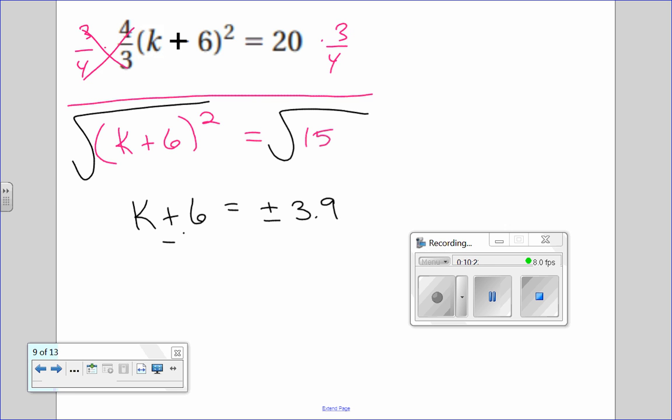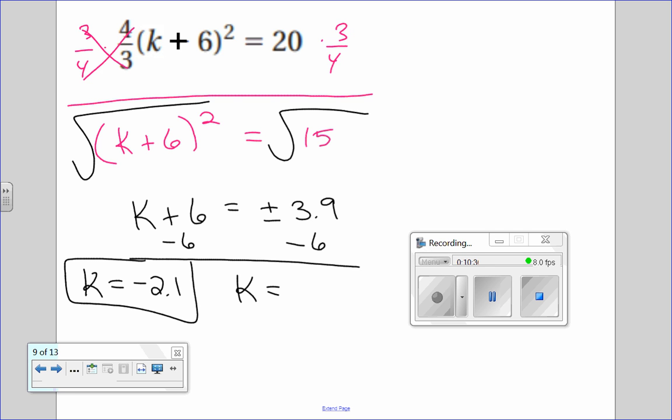And then I have one last step, moving my 6. So let me really use my thinking brain. I have to do 3.9 minus 6, which is negative 2.1. And I also have to do negative 3.9 minus 6, and that's negative 9.9. And those are your 2 answers.